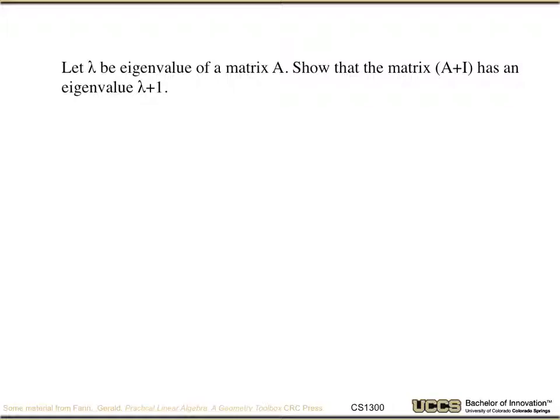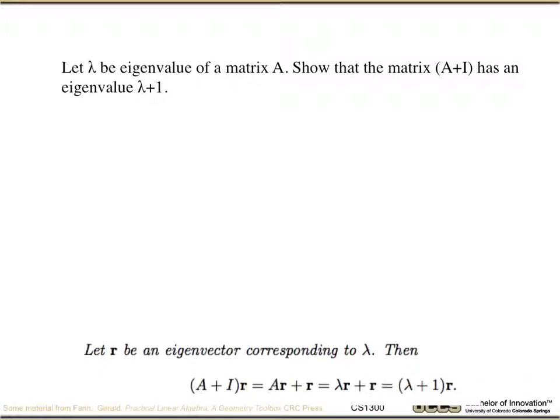For our last problem, a little bit more theoretical type problem, showing your understanding. So let lambda be an eigenvalue of a matrix A. Show that the matrix A plus I has an eigenvalue of lambda plus 1. It doesn't have to be a completely formal proof, but hopefully you were able to put together a statement that would look enough like a proof to convince me you know how to do this.